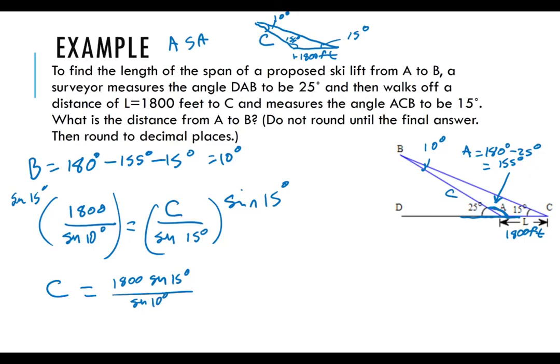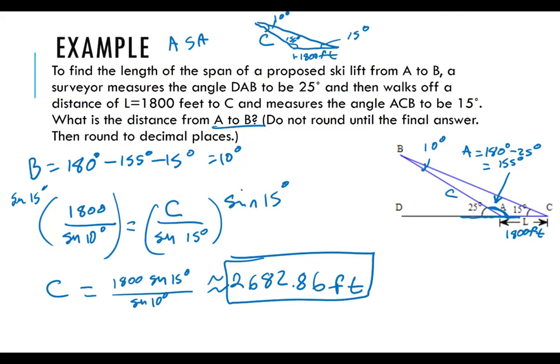of 10 degrees. Now, notice that this one said do not round until the final answer. I should be typing into my calculator 1,800 sine 15 degrees divided by sine of 10 degrees. And when I do this, I get to round it to two decimal places, and I find that this is 2682.86, rounded to two decimal places. Our unit is feet. What was our question? We just wanted the distance from A to B. We have found the distance from A to B, and we are finished.